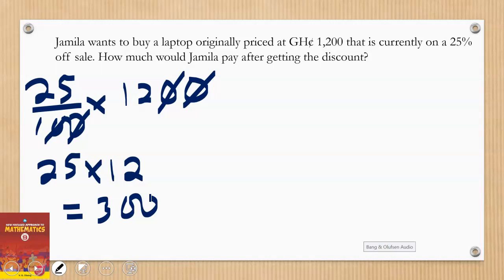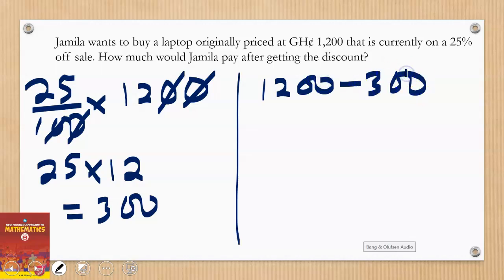Now, how much would Jamila pay? Because the original price was 1,200, we subtract the 300 from that, and that will give us the new price. So Jamila will pay 900 cedis for the laptop that is supposed to be 1,200. Given that a 25% discount is a very big discount, Jamila is now going to pay 900 Ghana cedis for this very laptop. Right. Let's take the last example and see.